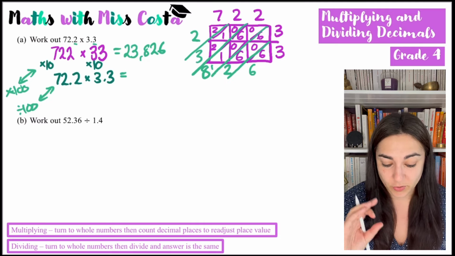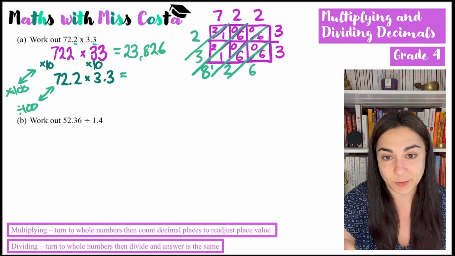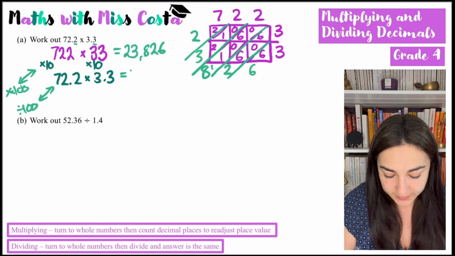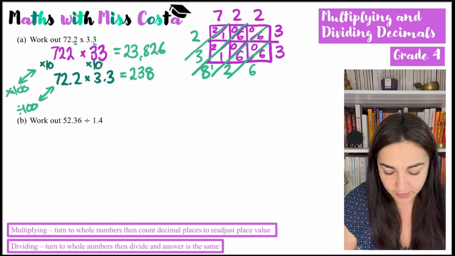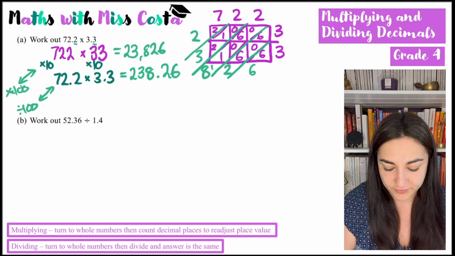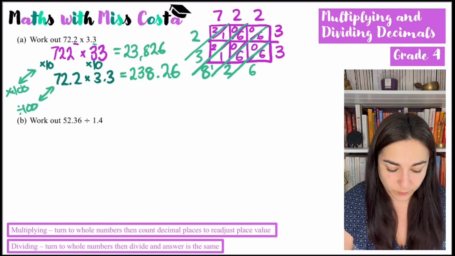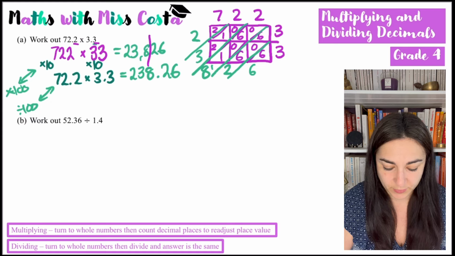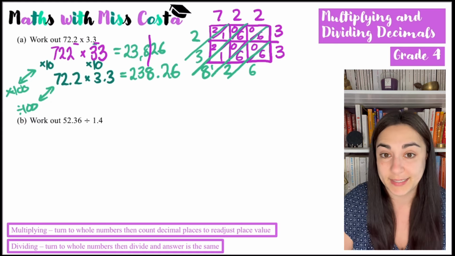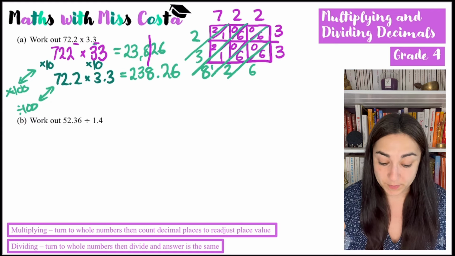So essentially, if you've got 2 digits after the decimal point in your calculation, your answer is going to have 2 digits after the decimal point. So you can just multiply it like normal and then think, okay, there's 2 digits after the decimal point, so I'm just going to chop my number there and put a decimal point there. So that's how we multiply.